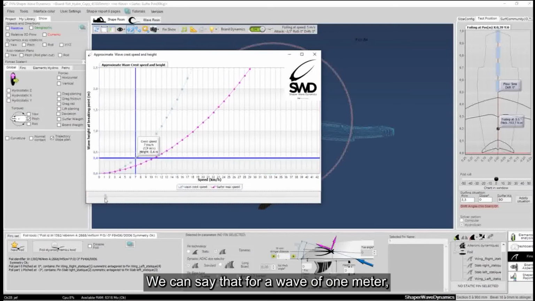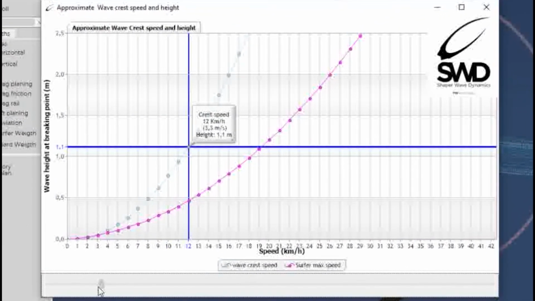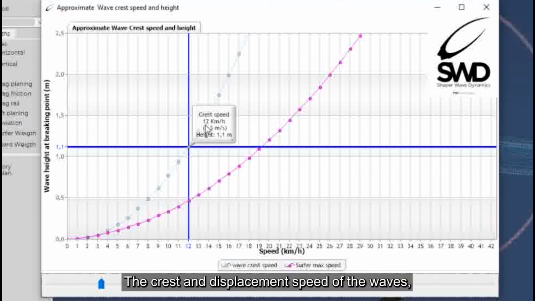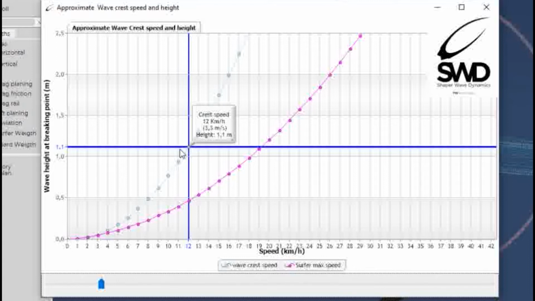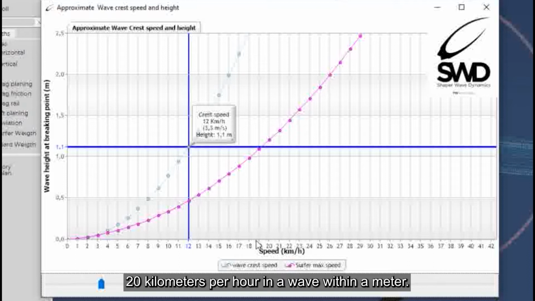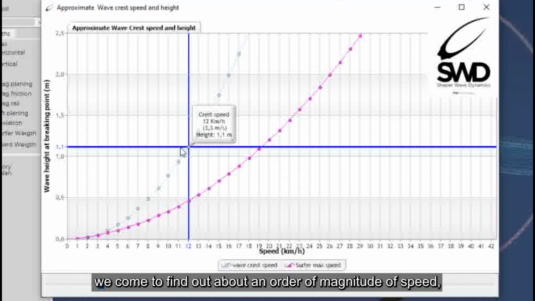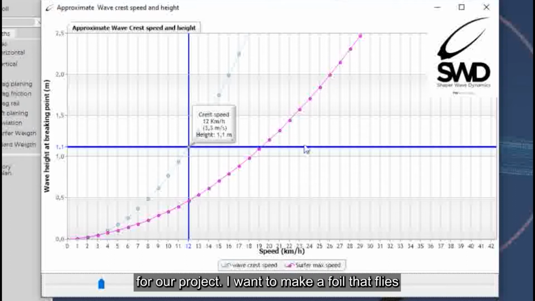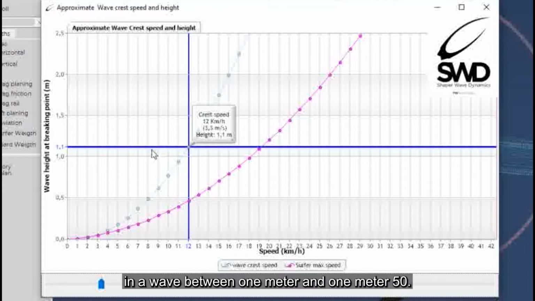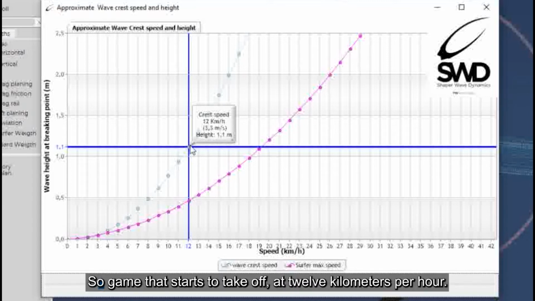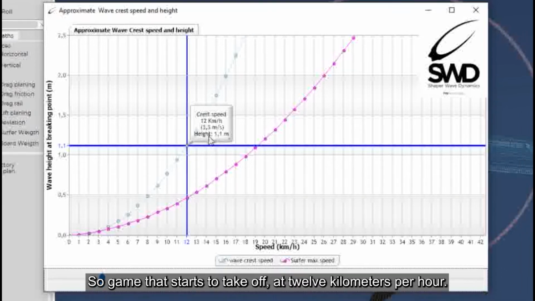We can say that for a wave of 1 meter, the crest and displacement speed of the waves is about 12 kilometers per hour, with a maximum surf speed of 20 kilometers per hour in a wave within a meter. So here, we come to find out about an order of magnitude of speed for our project. I want to make a foil that flies in a wave between 1 meter and 1 meter 50. So a foil that starts to take off at 12 kilometers per hour.